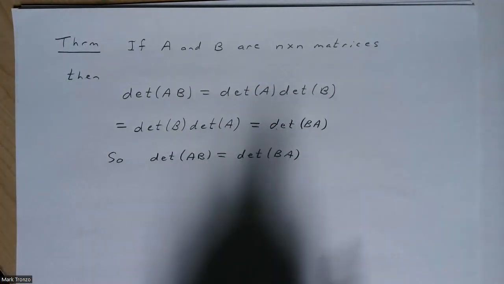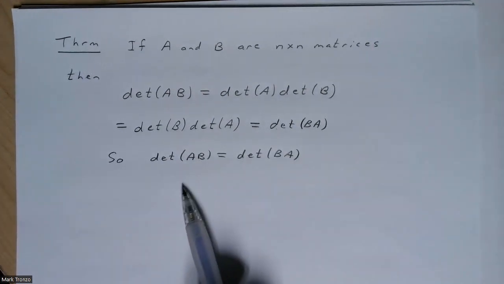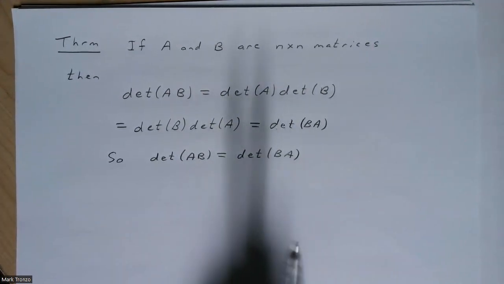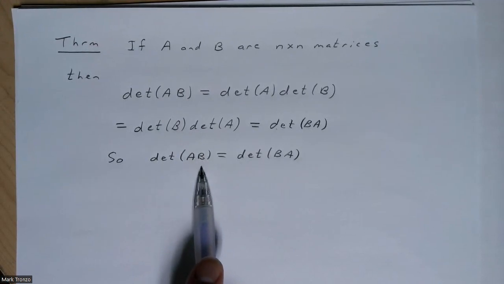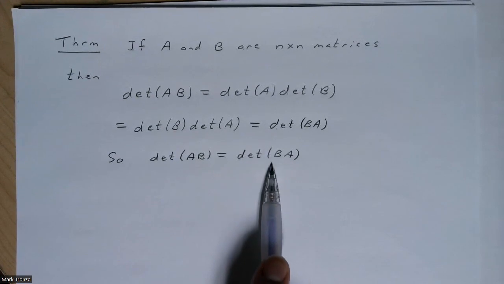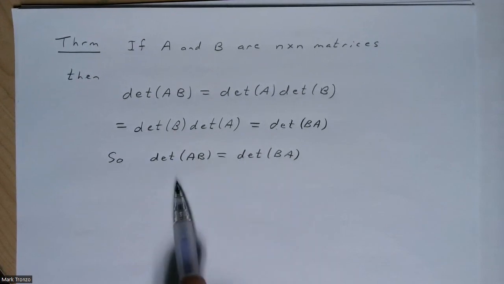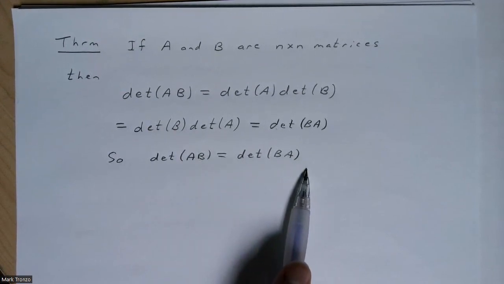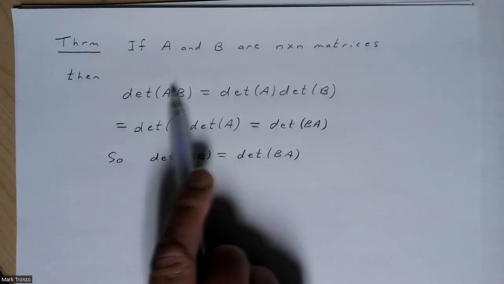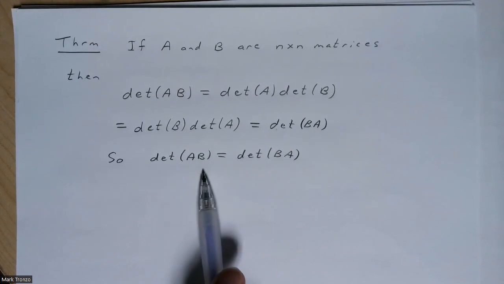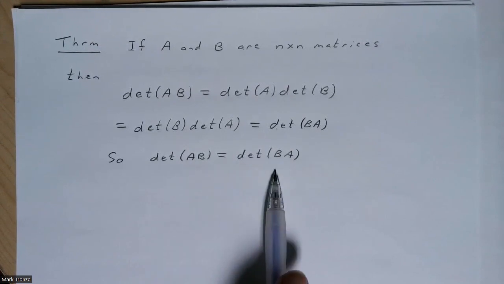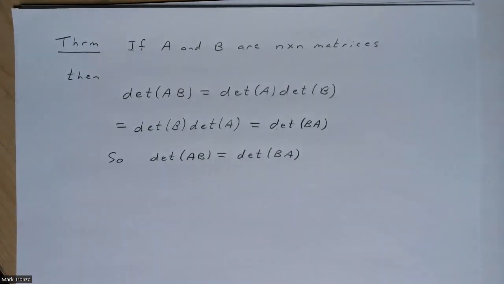Again, this is in some ways a surprising theorem because we know that in general, A times B for matrices is not equal to B times A. But if they're both the same size square matrices, then the determinant of A times B will be equal to the determinant of B times A. Very interesting property.